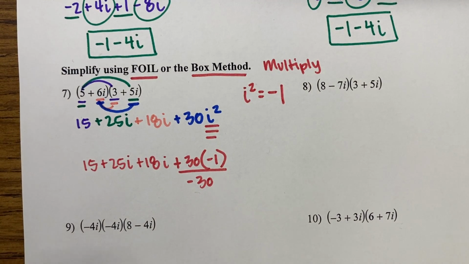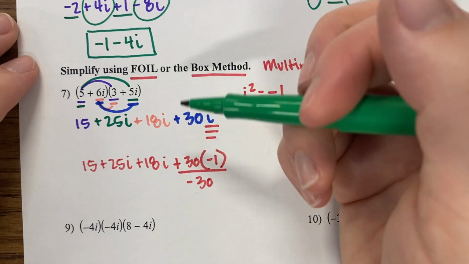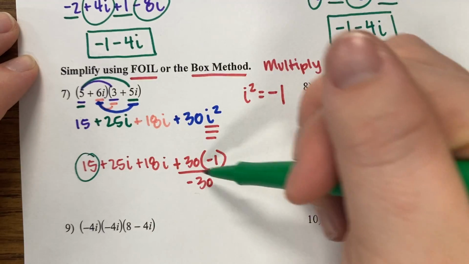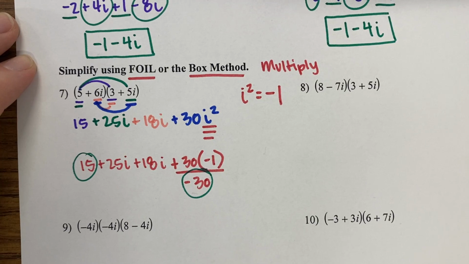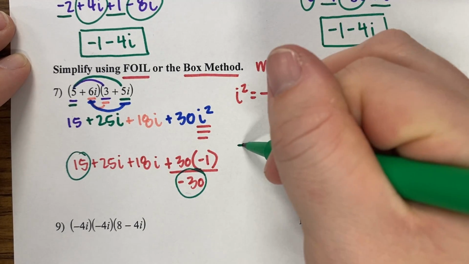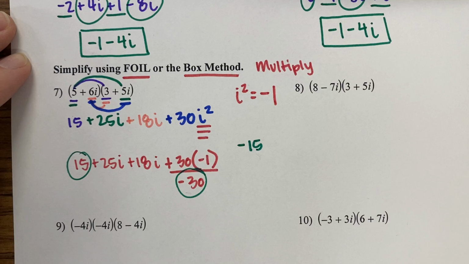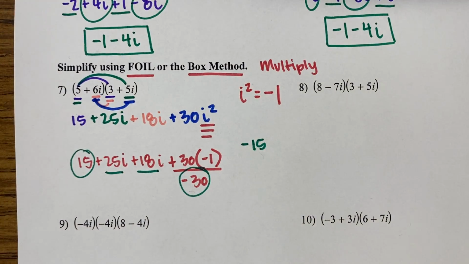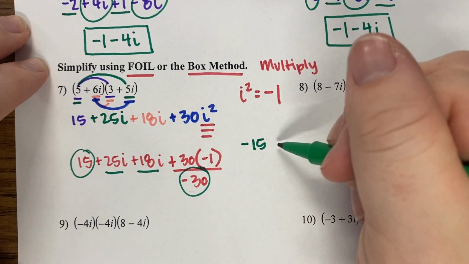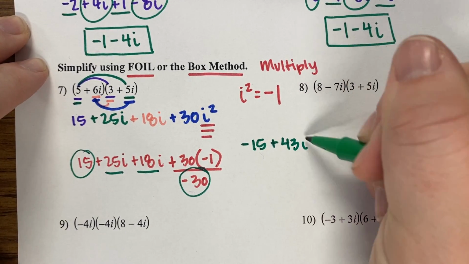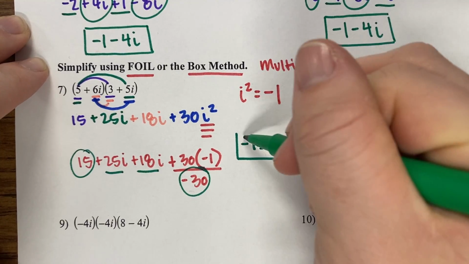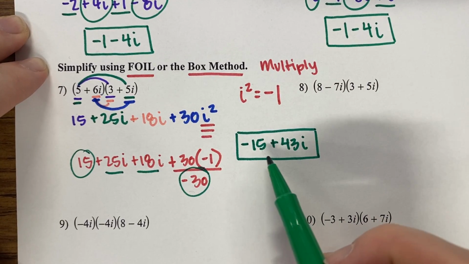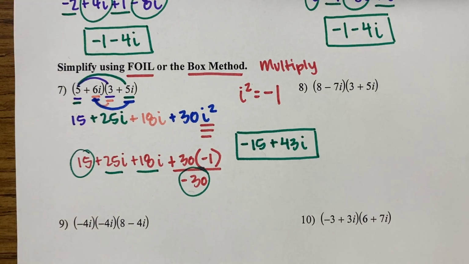Okay, so now let's go ahead and combine like terms. Find your constants, so the terms without i's. I have 15 minus 30. 15 take away 30 is going to give me -15. And then I have 25i plus 18i. I'm going to double check this in the calculator. It'll be 35 plus 8, 43. So plus 43i. And again, it looks like our complex number. Two terms, one without an i, one with an i.